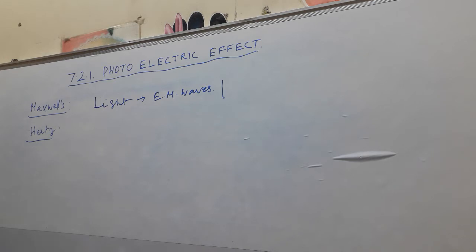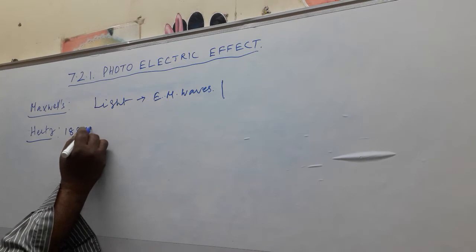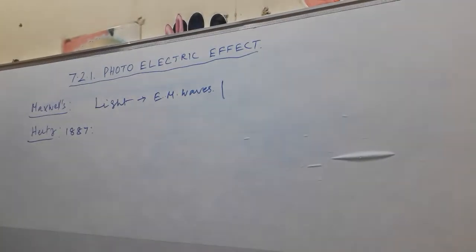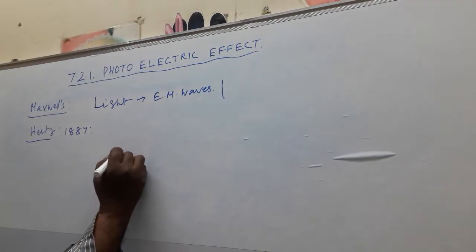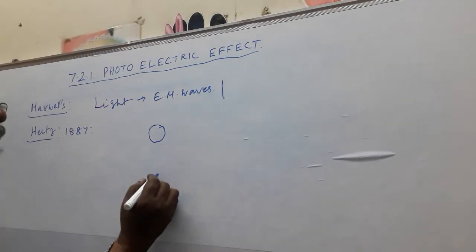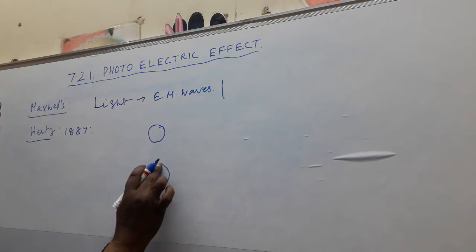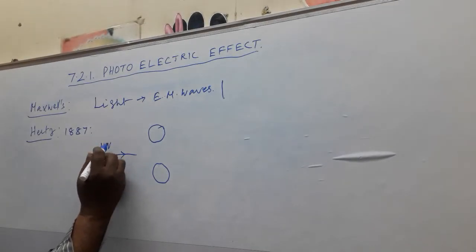That's why another scientist, Mr. Hertz, in 1887, conducted an experiment and proved the existence of electromagnetic waves. He considered a high induction coil. At the end of this induction coil, two spherical spheres were mounted. Now he applied a high voltage to this induction coil.